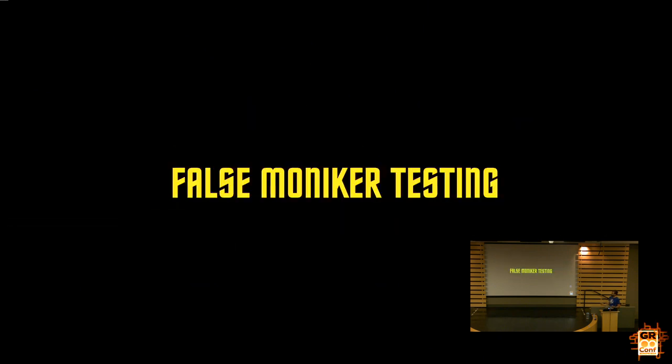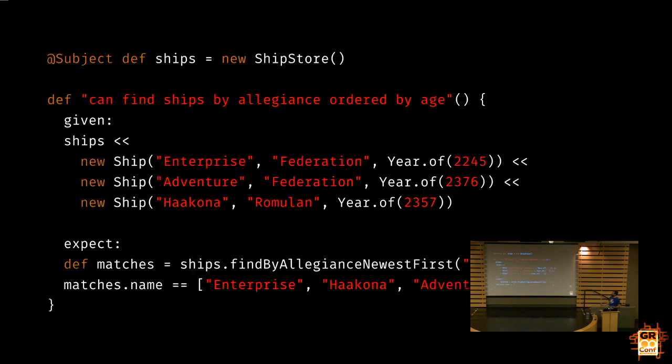False moniker testing is a fun one, where instead of testing behavior, so here we're adding some spaceships into a list, let's say that's some kind of DAO, this will insert them into the database. Then we're doing a query and saying, all right, I'm going to query by allegiance, newest first, and I want all the Federation starships. And I expect these three to come back. But if we look really carefully, this logic is wrong. It's supposed to be newest first, and actually the order is incorrect. And this one isn't a Federation starship.